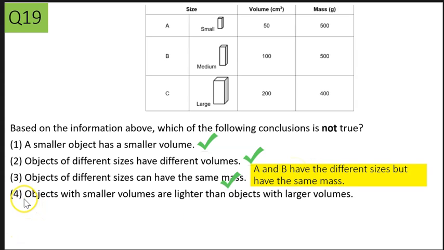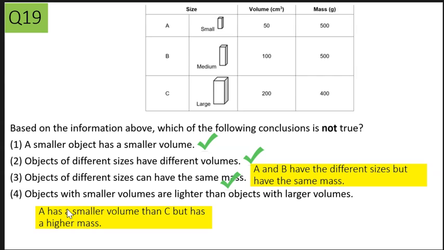Now let's look at the last option. If we were to look at object A and C, we will notice that A has a smaller volume but a bigger mass than C. So that means that option 4 is not true. Hence, the answer to this question 19 is option 4.